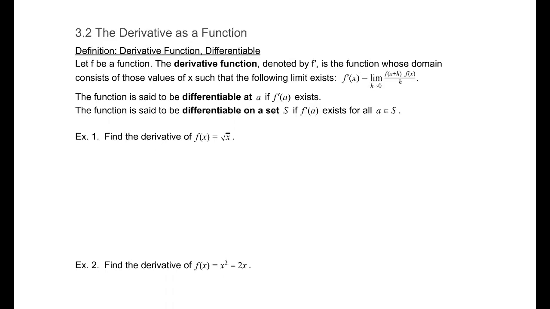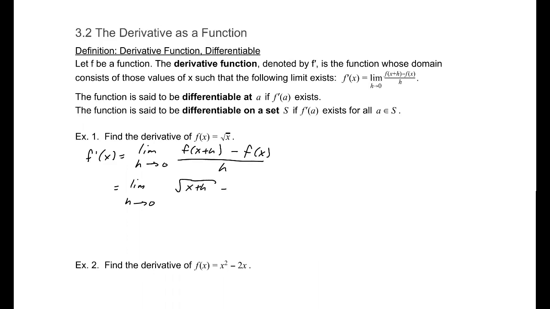So find the derivative of f of x equals square root of x. Well, we are going to begin with our definition. f prime of x equals the limit as h approaches 0 of f of x plus h minus f of x divided by h. Well, evaluating, that is the limit as h goes to 0 of the square root of x plus h minus the square root of x over h.